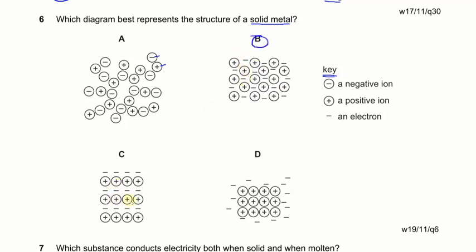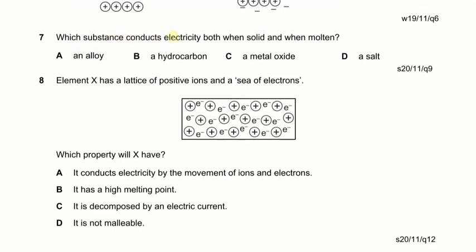The metals, they are not arranged like this, that you have a layer of positive, then positive, negative, like this. It's not like that. And also not like this, that all positives, they are connected to one another and electrons are surrounding it. No. Number 7, which substance conduct electricity both when solid and when molten?